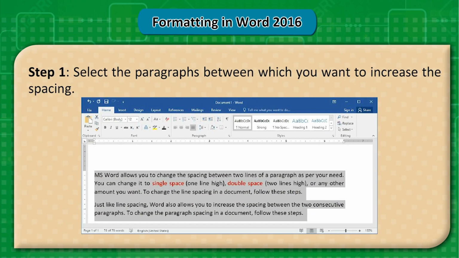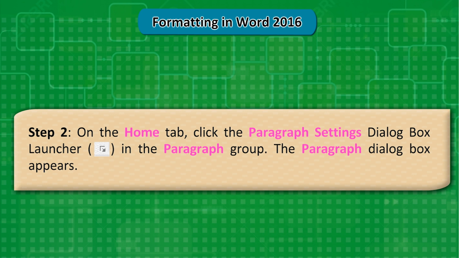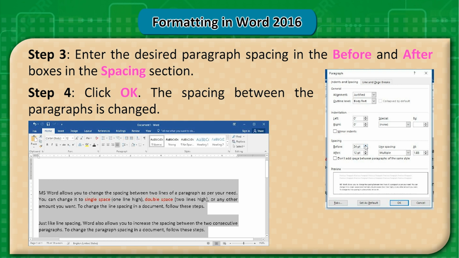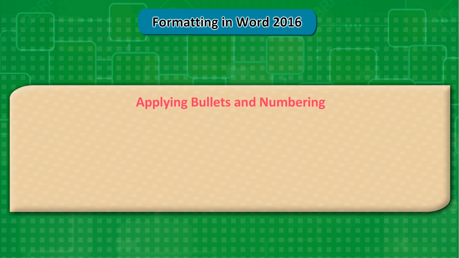Step 1. Select the paragraphs between which you want to increase the spacing. Step 2. On the Home tab, click the Paragraph Settings dialog box launcher in the paragraph group. The paragraph dialog box appears. Step 3. Enter the desired paragraph spacing in the before and after boxes in the spacing section. Step 4. Click OK. The spacing between the paragraphs is changed.